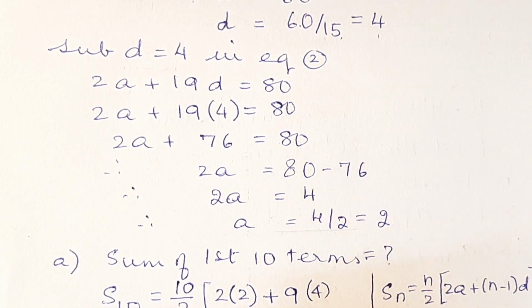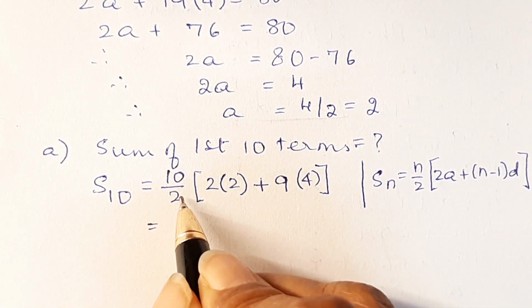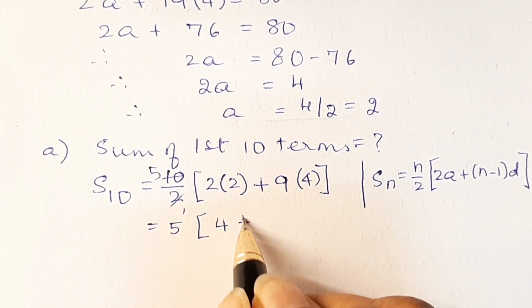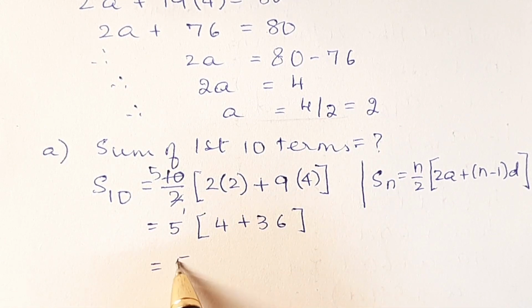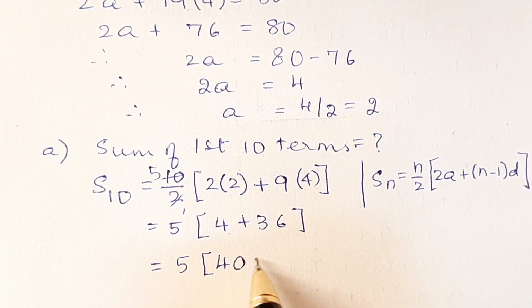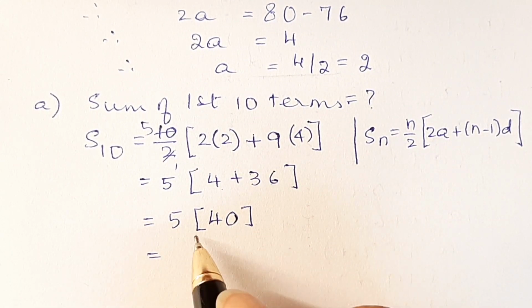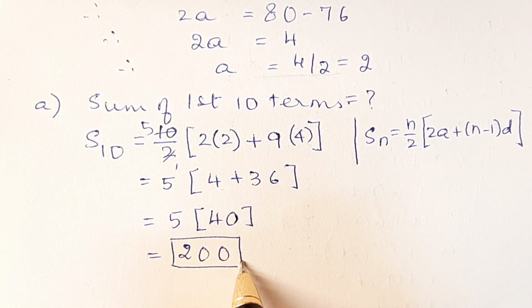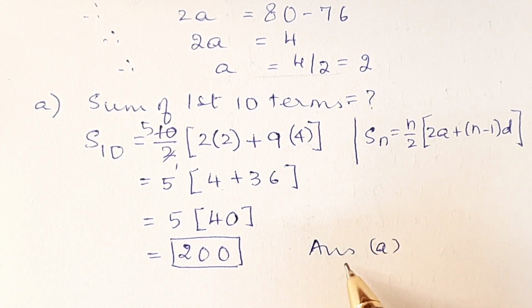See here, d equal to 4. So we have here 2 goes here 5 times, and here it will be 4 plus 9 fours, 36. So we have 5 into bracket 36 and 4 is 40, and we will give our answer like this, presented in a box. That is our answer A.